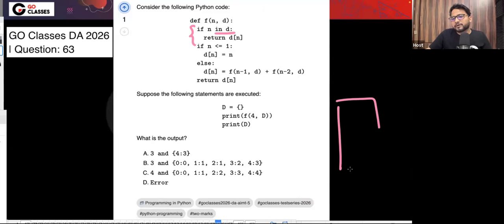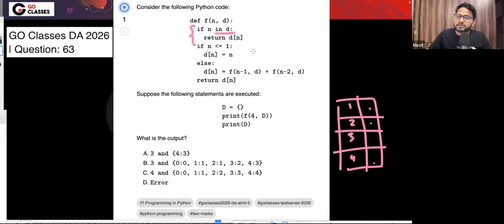So basically, dictionary is just like a hash table. If 4 is already computed, so 1 2 3 4, earlier you can say it is null, null, null, null. If it is already computed, you will return. Obviously it is not computed. So if n is less than or equal to 1, then you directly store d of 1 will be 1. So this is d of v, you can say. Okay, d of v will be 1.